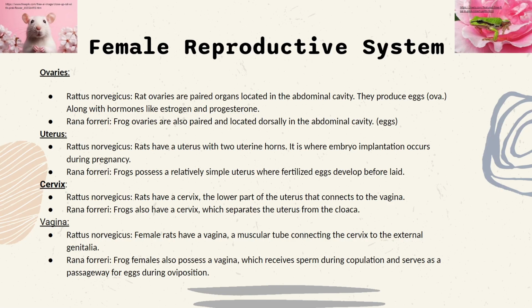Now for their cervix, the rats have a cervix, the lower part of the uterus that connects to the vagina. For frogs, they also have a cervix, which separates the uterus from the cloaca. For the female rat's vagina, they have a muscular tube connecting the cervix to the external genitalia. Frog females also possess this, which receives sperm during copulation and serves as a passageway for eggs during oviposition.